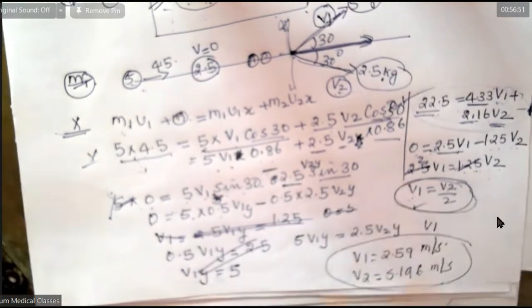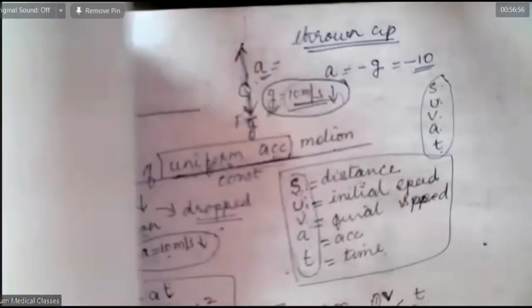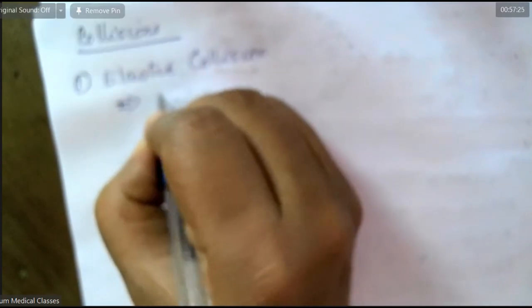Now the other part of the question is: is it an elastic collision or an inelastic collision? What is an elastic collision? What is an inelastic collision? Collisions are of two types. Number one, elastic collision. In all collisions, momentum is conserved.